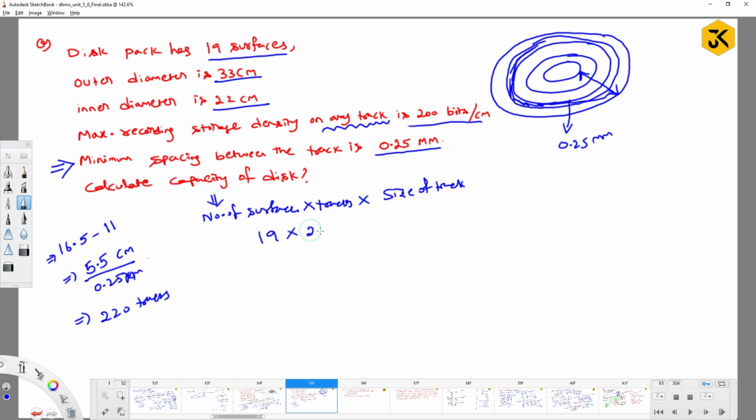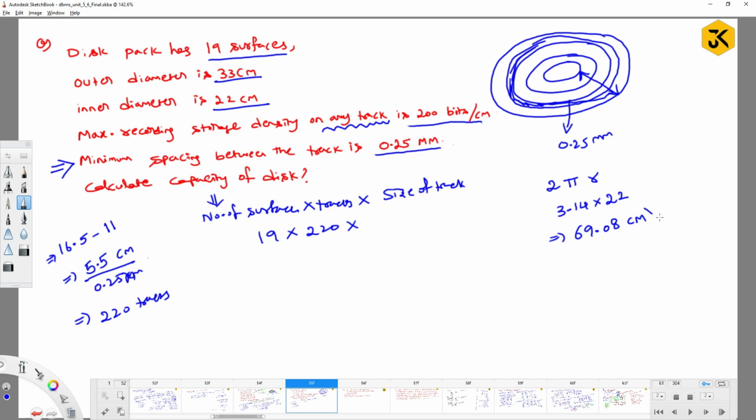Now once you know the tracks, can you find out the size of the track? You know the inner track circumference is 2 pi r. So 3.14 into, I can directly take 22 centimeters. So 3.14 into 22 is equivalent to 69.08 centimeters, right? So this is the length covered by one track, right?